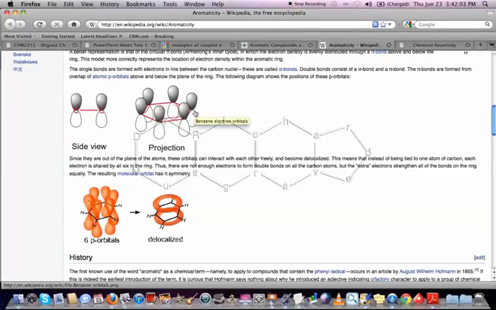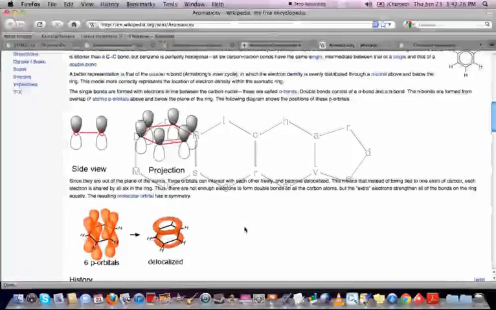That extra 30 kilocalories I talked about earlier is due to the fact that electrons are not stuck in these double bonds. They're resonating and they can be anywhere in this ring. And as you can see here in this diagram, the electrons will appear above and below the plane of the sigma bonds in the benzene ring. So it's a very special situation that we're seeing with benzene right here.